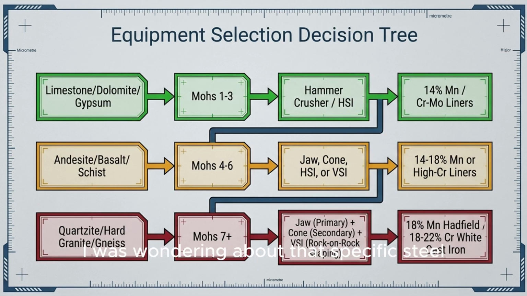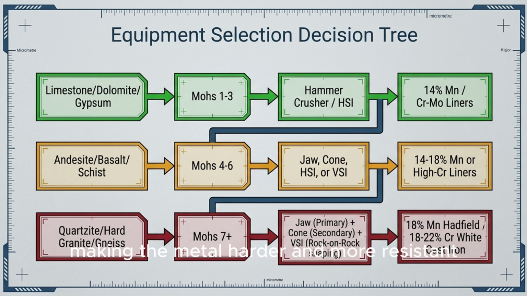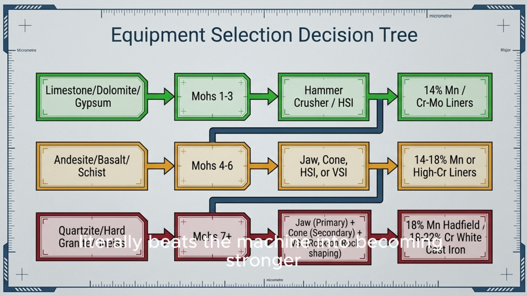I was wondering about that specific steel. Why Hadfield? Because it actually work hardens under impact. Wait, what does that mean? It means every time a huge rock smashes into it, the immense pressure alters the steel's crystalline structure. It forces the surface molecules into a tighter lattice, making the metal harder and more resistant the more it gets battered. Oh, wow. So the rock literally beats the machine into becoming stronger.